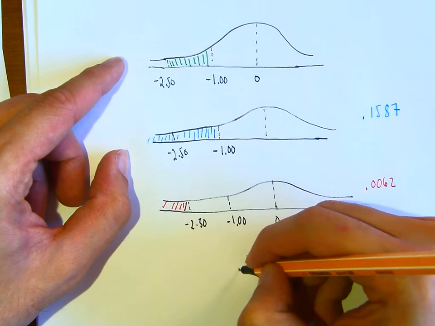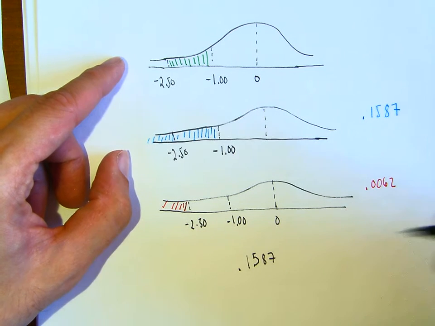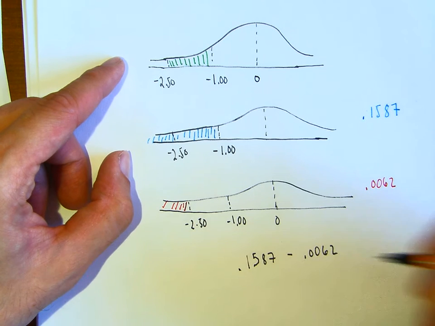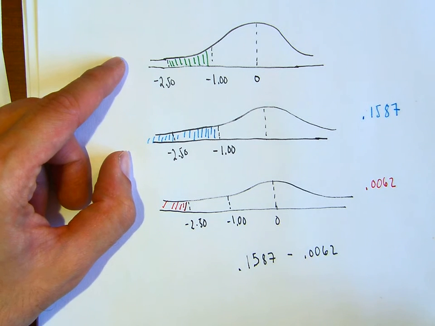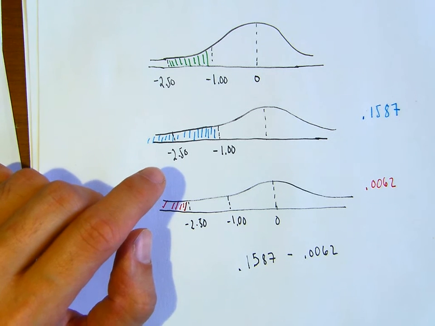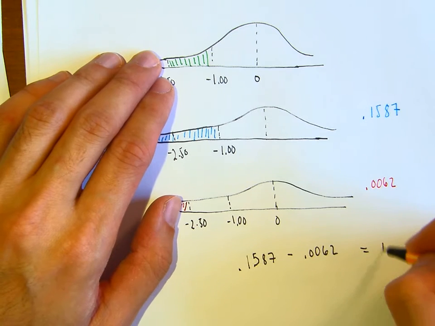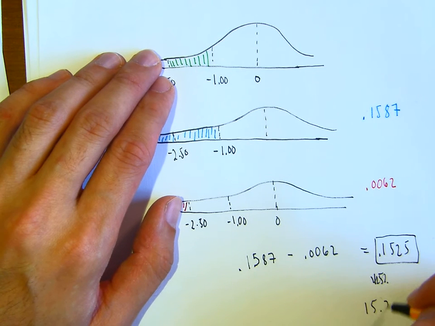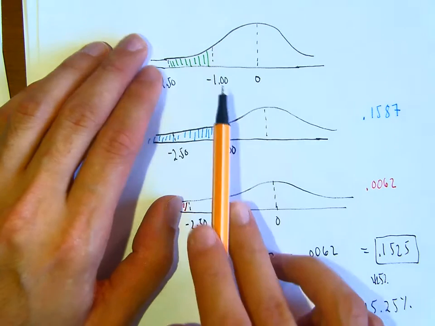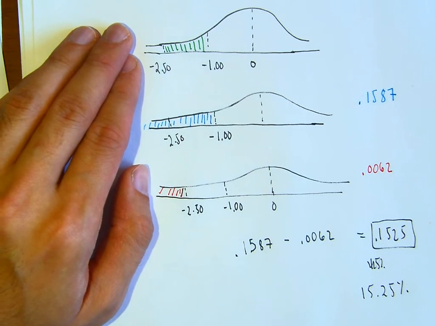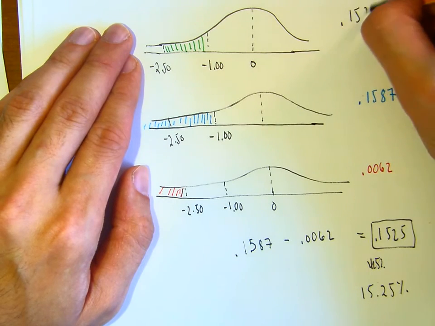We're just taking 0.1587 and we're subtracting it by 0.0062. And what is that area for us? That is 0.1525, or a 15.25% chance that somebody is within this certain z-score in between. Okay. So yeah, this area here is 0.1525.